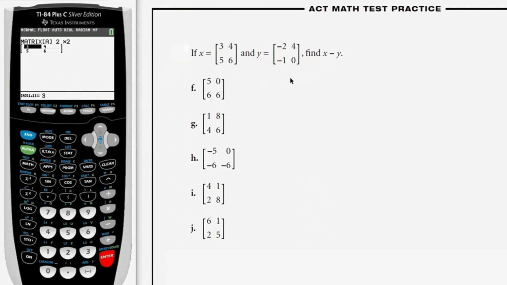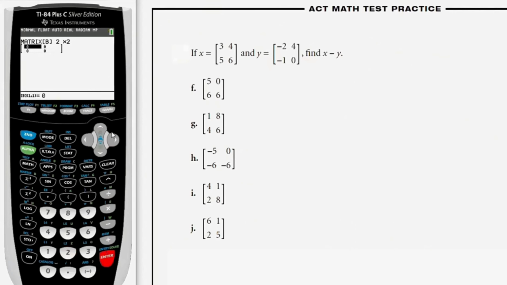Let's input the values for mat B now. Okay, so let's press second and this button again. Let's go to edit. This time around, we want to input the values for matrix Y, which is mat B on the calculator. Press 2. So give it order. It's also 2 by 2 matrix. So that's it. Press enter.